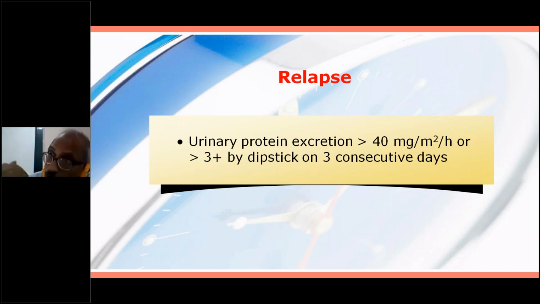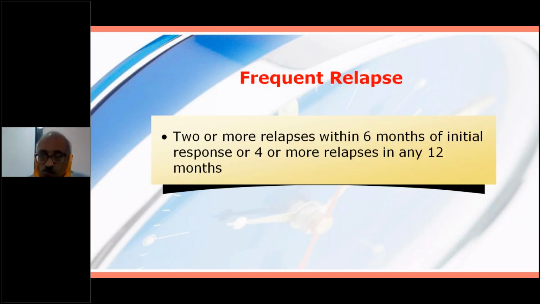Relapse means that after having responded, urinary protein excretion is more than 40 milligrams per square meter per hour, or 3 plus by dipstick, on 3 consecutive days, whether during treatment or after treatment. That is called a relapse. Frequent relapse means two or more relapses within 6 months, or four or more in 1 year. The frequent relapse definition is very often asked in clinics. It will definitely be asked in nephrotic syndrome.